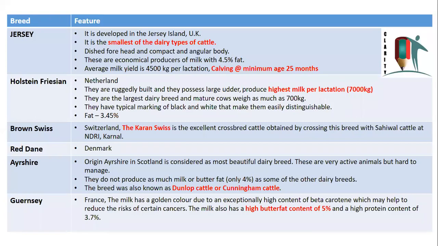Next, calving at minimum age of 25 months. जितने भी exotic breeds हैं, the calving is minimum for this jersey only. Place of origin also you can remember, it's important. Jersey UK origin है. HF, that is Holstein Friesian, is Netherlands origin. Highest milk per lactation is found in HF. Don't confuse with the jersey.